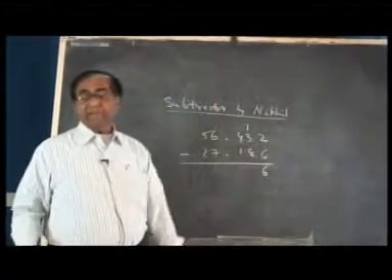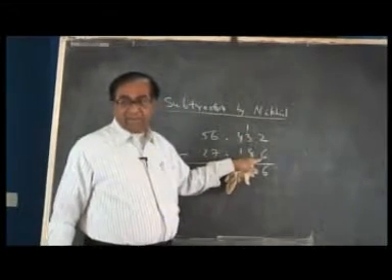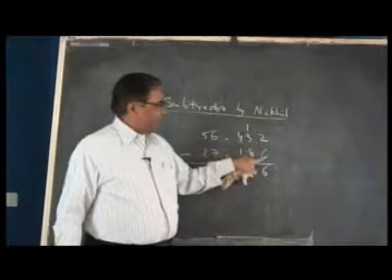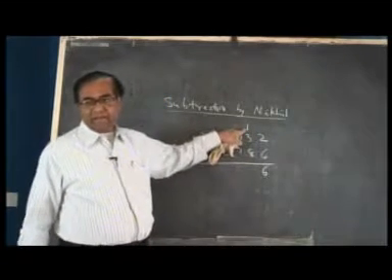We can think of this in another way also. If a number cannot be subtracted, add its Nikhil. Nikhil of 6 is 4. 4 plus 2 is 6. Put the sign here. So that is Nikhilesh.